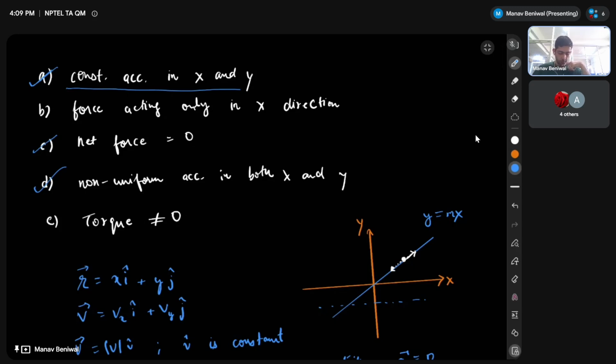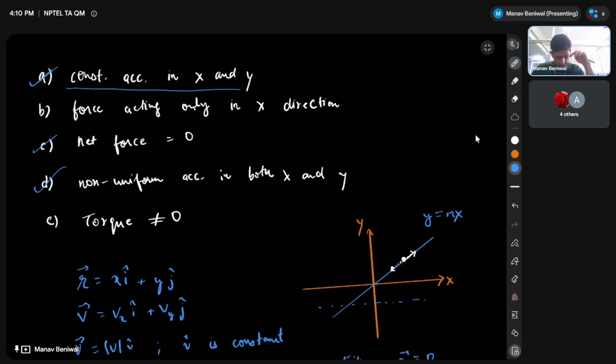Now, non-uniform acceleration in both x and y. So what do you mean by non-uniform acceleration? It is changing with respect to something, mostly time. Right. So acceleration along x is changing with time and acceleration along y is also changing with time, right?